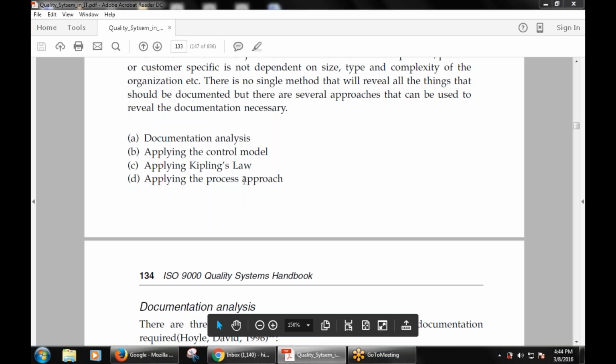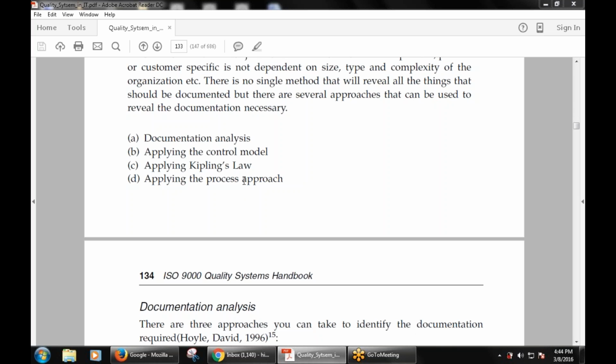These are the 4 approaches necessary for the documentation part. The first is the document analysis, that is, how we can analyze the document. Then applying the control model, that is, how we can apply the control model, or what are the various categories in which we can apply it. Then applying Kipling's law, then applying the process approach. So what is the process approach that is available in this?